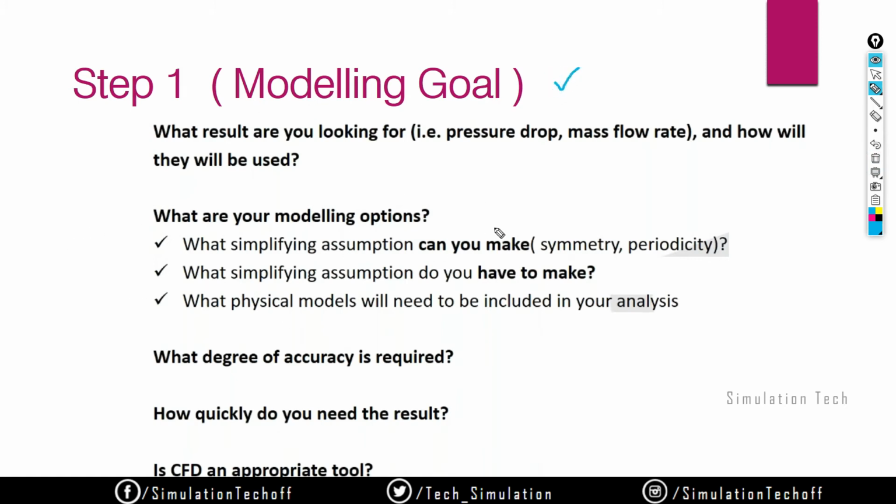And what are your modeling options? How can I make my model as simple as possible? Okay, if you have a symmetric model, you can use a condition called symmetry or periodicity. It's up to you. And what simplifications do you have to make? Like the assumptions we make, we have linear analysis and non-linear analysis in Workbench, right? So that is what we can assume at the initial stage. It may be a constant velocity or a constant pressure, or maybe you can assume a symmetrical condition. And what physical models will you need to include in your analysis? So what is the domain I actually design?